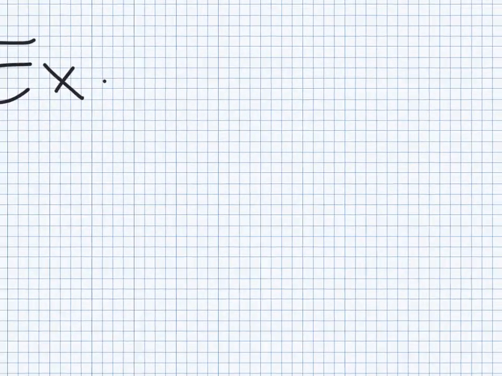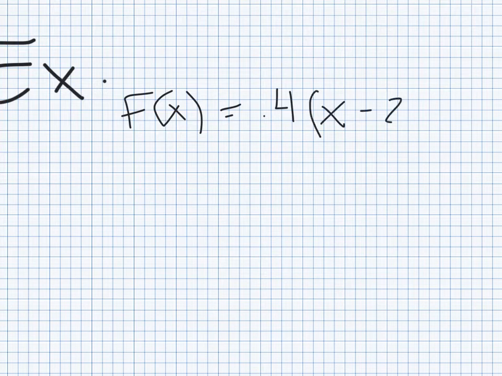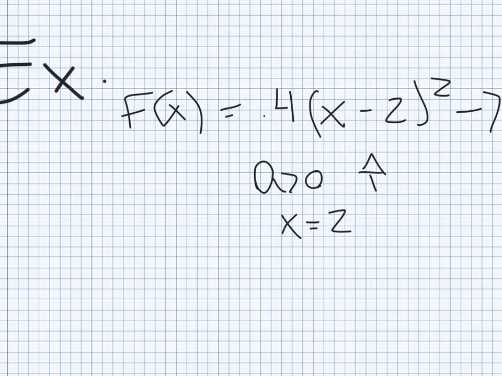For example, if we have the problem f of x is equal to 0.4 times x minus 2 squared minus 7, we know that a is greater than 0, which means that the graph will concave up, but it's going to be a fatter graph due to the fact that it's lower than 1. And the axis of symmetry for the graph is 2, because h is equal to 2. And then the vertex of the graph is 2, comma, negative 7.